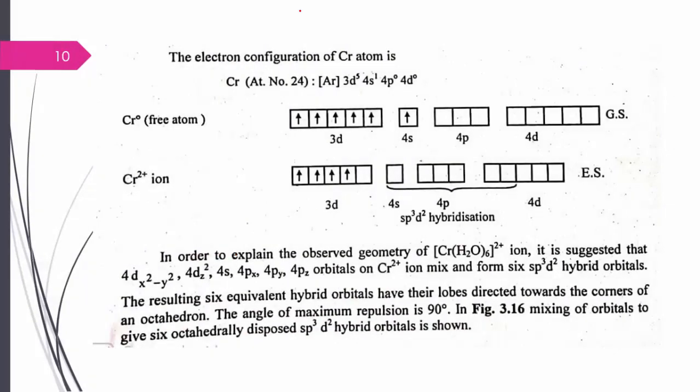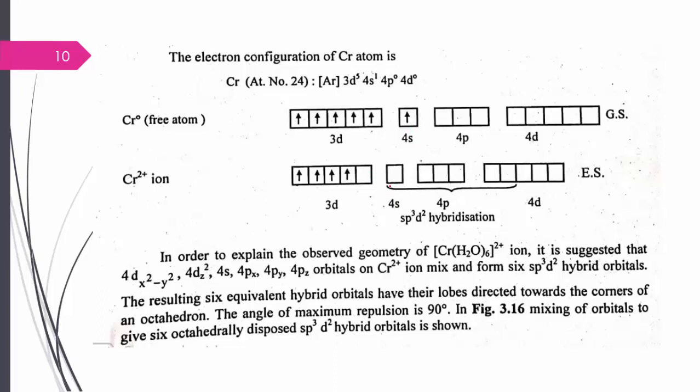Let me see here the electronic configuration of free chromium. We know that 24 is the atomic number, but it is stable at 3d5, 4s1, 4p0, 4d0. It means it has all unpaired electrons, but what do we require for the configuration? We require 1 s orbital, 3 p orbitals and 2 d orbitals. So in chromium 2+, 2 electrons are already removed, one from the 4s orbital and one from the 3d orbitals.